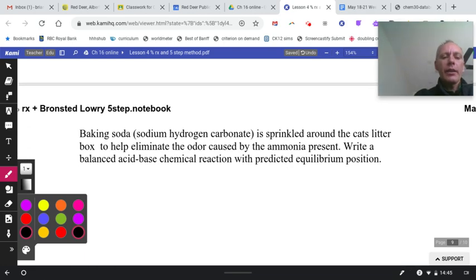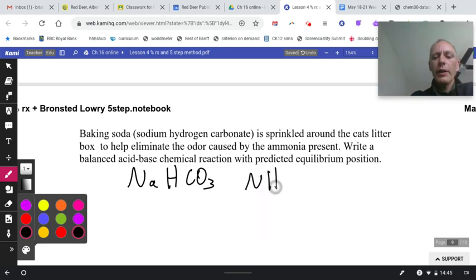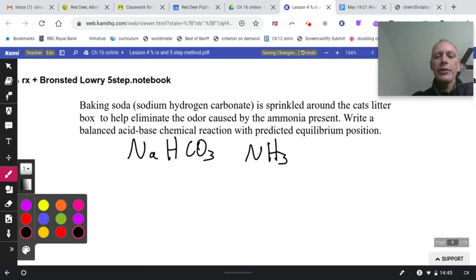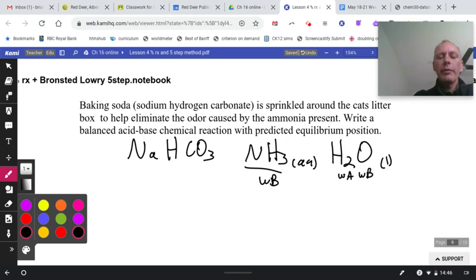Okay, last one. Baking soda, sodium hydrogen carbonate, sprinkled around cat litter box to eliminate the odor caused by ammonia. Write an acid-base reaction and equilibrium position. Cat litter, there's urine in there, which means it's wet, so we're going to throw water in as well. Okay, we already know this is a molecule and it's a weak base. And this is a molecule, weak acid, weak base.